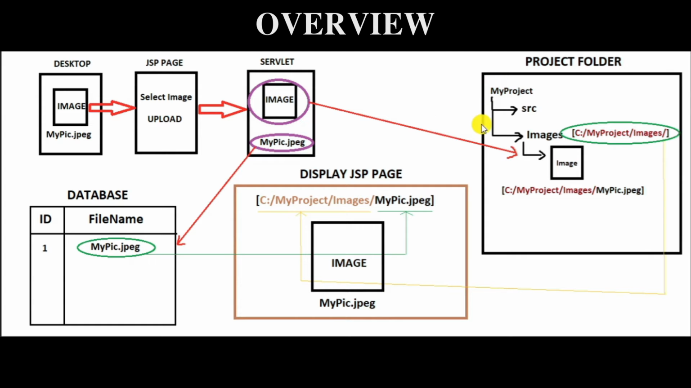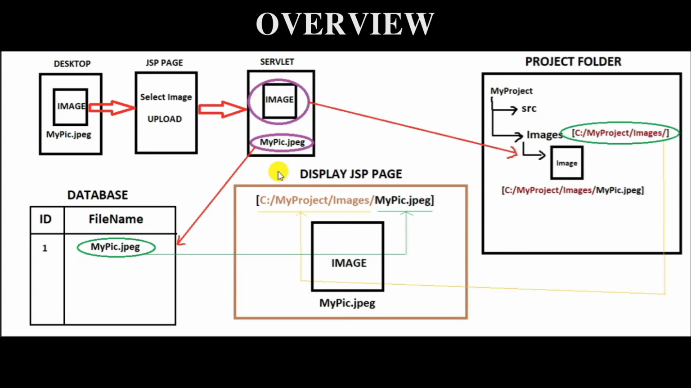Suppose this is our project folder. In this we will be having lots of things like source, web contents, and all the things. So in our project folder we will create one folder called images, and in this images folder we will be uploading our images. Suppose the folder path of this images is this one, like see my project images. So when we upload this actual image into the images folder, the path of this image would be see my project images mypic.jpeg.